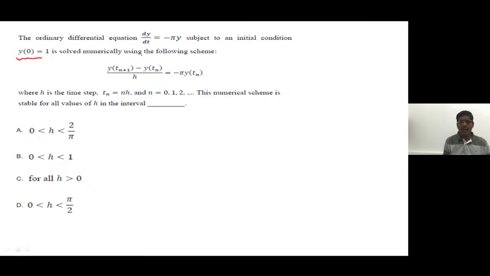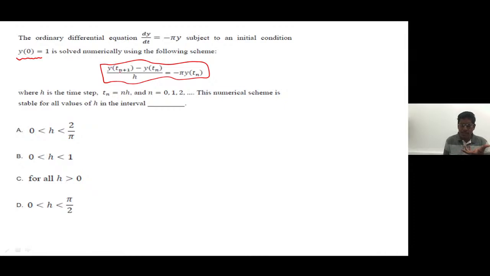The equation is solved numerically using the following scheme: (y(t_n+1) - y(t_n)) divided by h is equal to minus pi times y(t_n). Usually y(t_n) is denoted by y_n or y_i in textbooks, and y(t_n+1) is denoted by y_n+1, dropping the independent variable. Here y is the dependent variable and t is the independent variable.